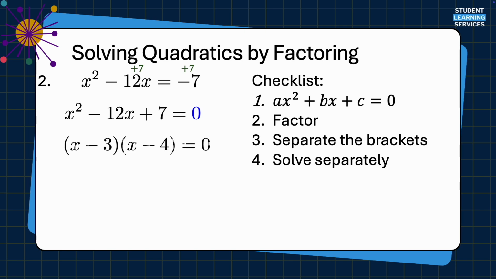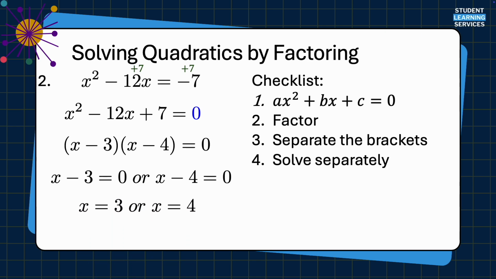This will factor into (x minus 3) times (x minus 4) is equal to 0. Then we are going to separate them into x minus 3 equals 0 or x minus 4 equals 0. Lastly, if you solve them separately, this would tell us x is equal to 3 or x is equal to 4.